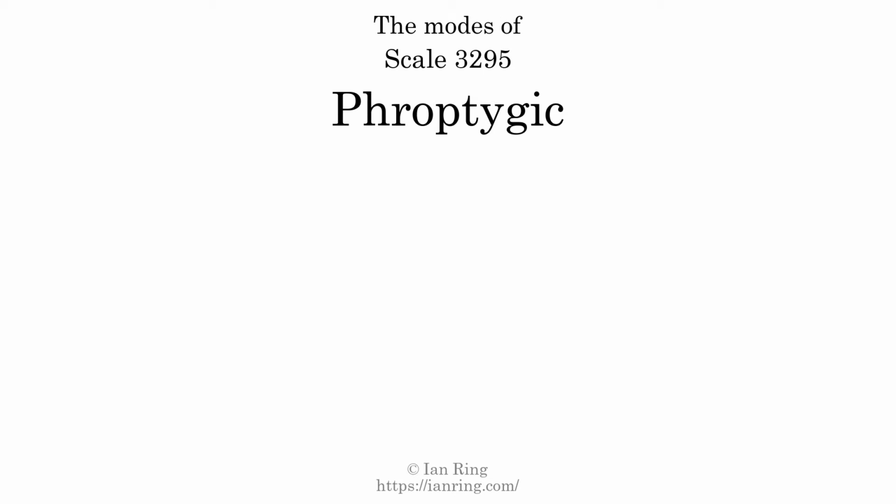This scale has 9 modes. The first mode is itself. The second mode is scale 3695, also known as Phroptygic. It sounds like this.